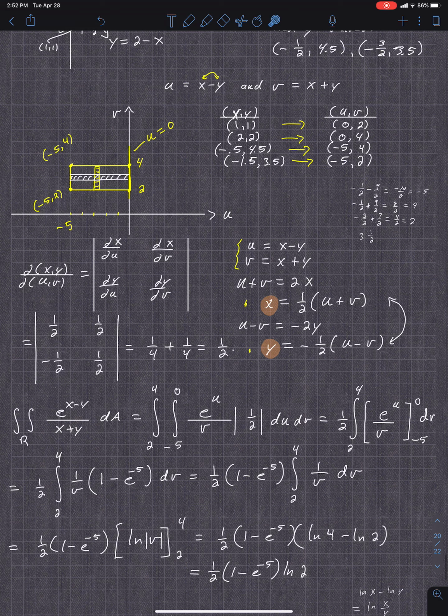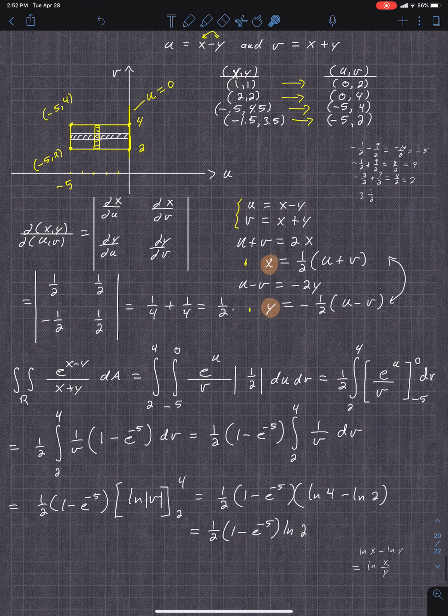Then take your transformation and plot your points in the uv plane. Then you do your Jacobian using the partials of x and y. In most cases we're just going to have constants, but it could end up being a variable. So you solve for x in terms of u and v, y in terms of u and v, and integrate around the new region of u and v. This was R, but now this is the new region, and in this case it's nice because it's just a rectangle. Then you do your Jacobian, don't forget absolute values, and then you evaluate.